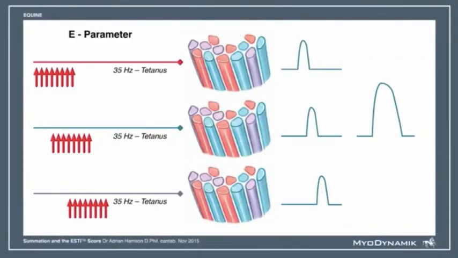In order to examine the E parameter of the ESTi-score, we need to return once again to a slide that illustrates a number of motor neurons in a muscle. In this example, we have the red, blue and purple motor neurons, all of which are being activated at a rate of 35 stimuli per second, that's 35 Hz. Here we see that the red motor neuron is activated a little ahead of the blue motor neuron, illustrated by the red vertical arrows, which in turn is active slightly ahead of the purple motor neuron.